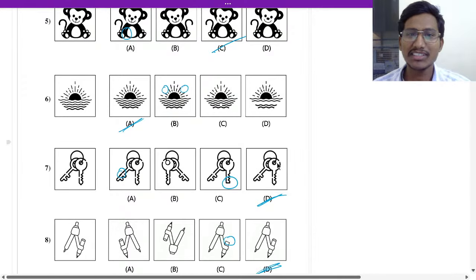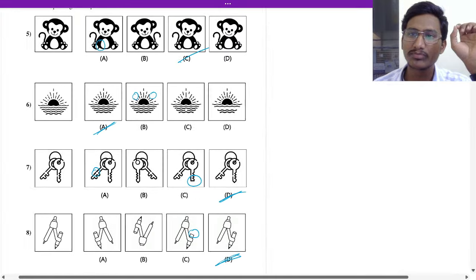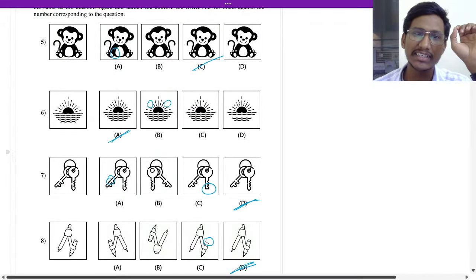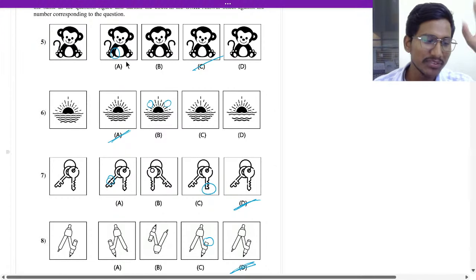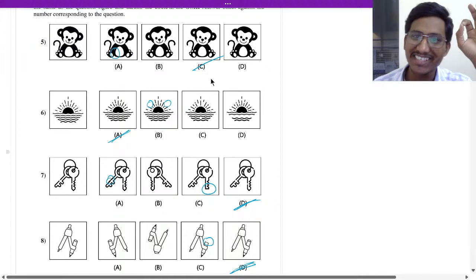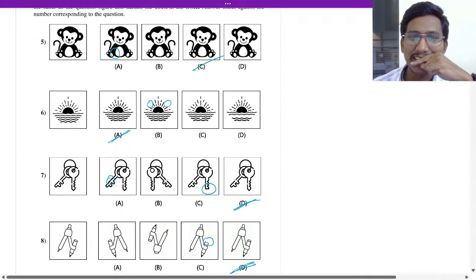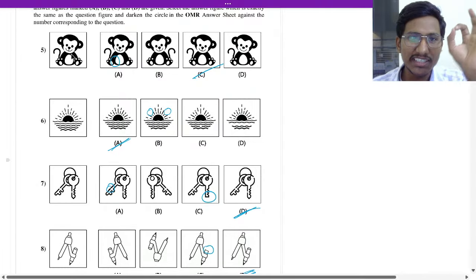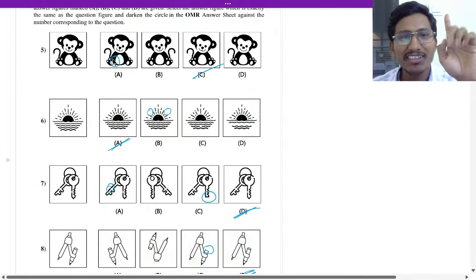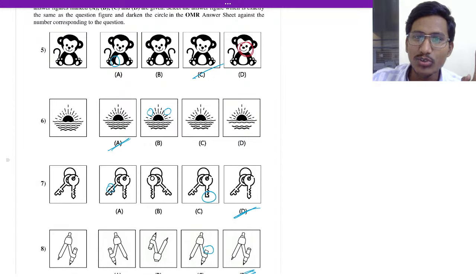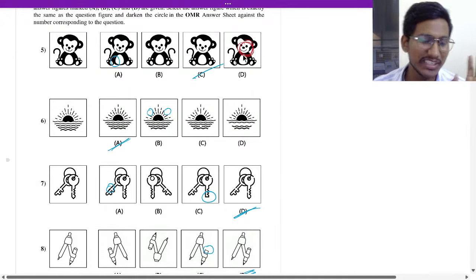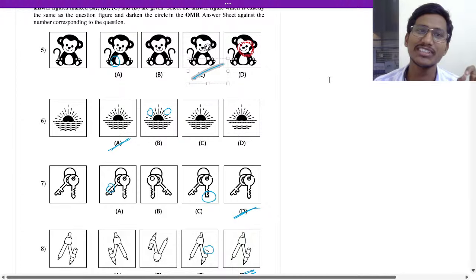The second part is mental ability, same figure. A will not be the answer. Tell me the fifth answer. The fifth answer is option C. In A, one leg is missing, so that is why it is not the answer. In B, the head is rotated. C is the answer. Why is D not the answer? The nose is missing. That is why D is not the answer. So C is the answer for the fifth question.